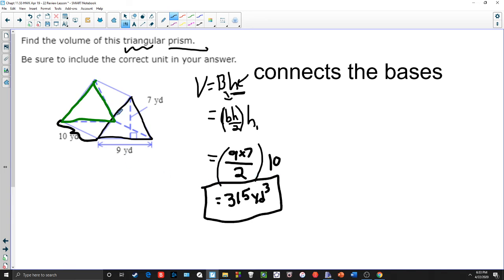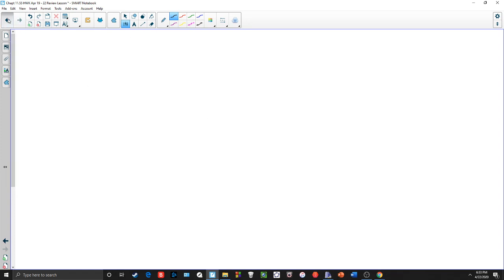So again, focus on the base triangle first. Get the area of that. That's what this spot here is. 9 times 7 divided by 2 is just finding the area of this triangle. And then times it by however long or high your prism is. So figure out how long the line is that connects the two bases, and just multiply the area of your base times that. And yep, that wraps it up there.